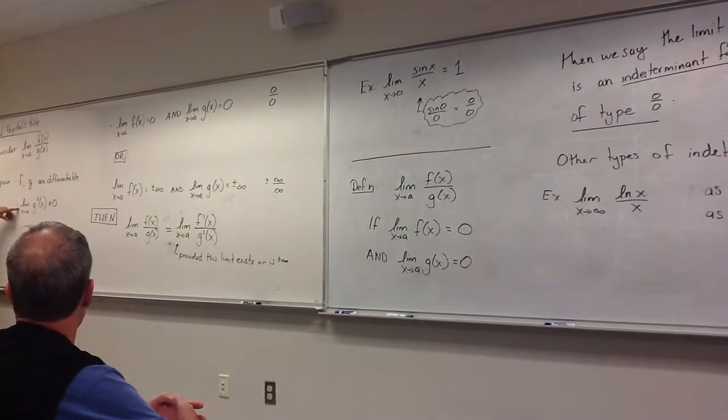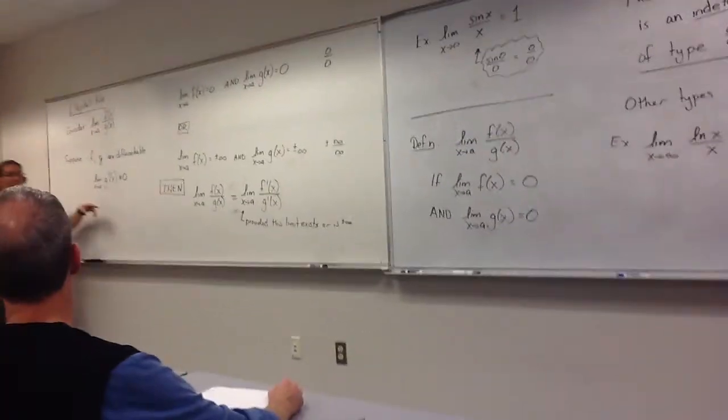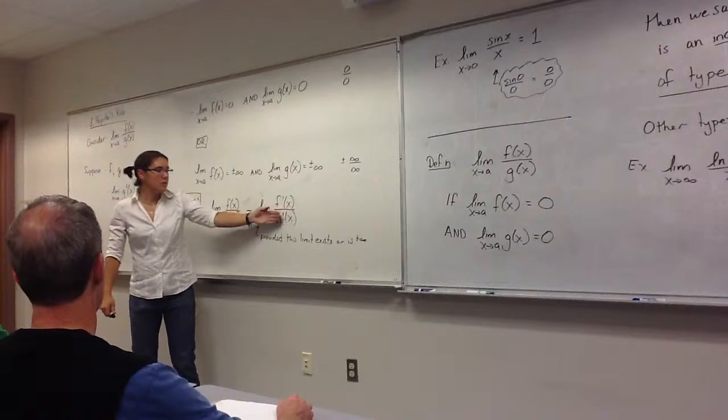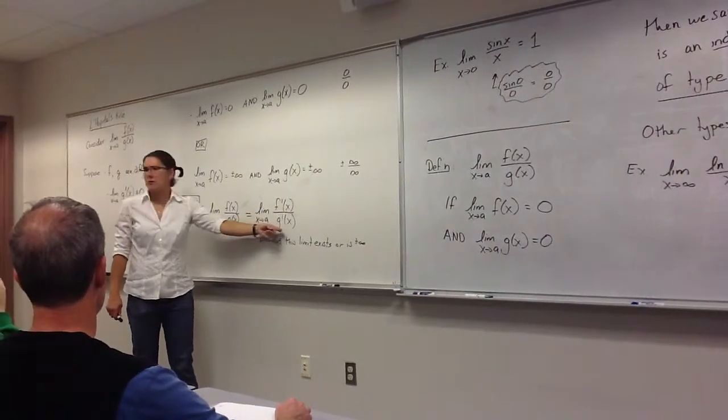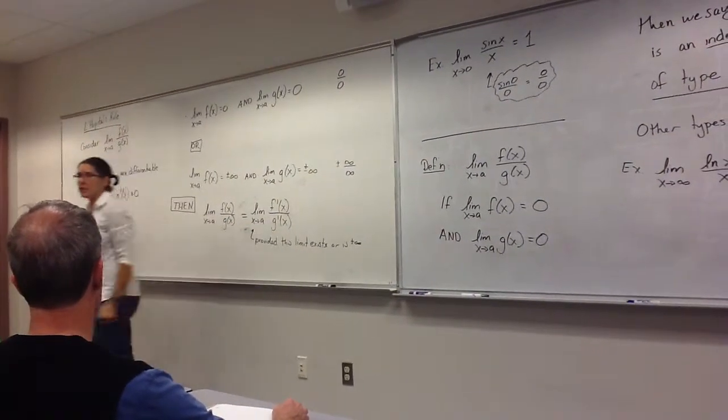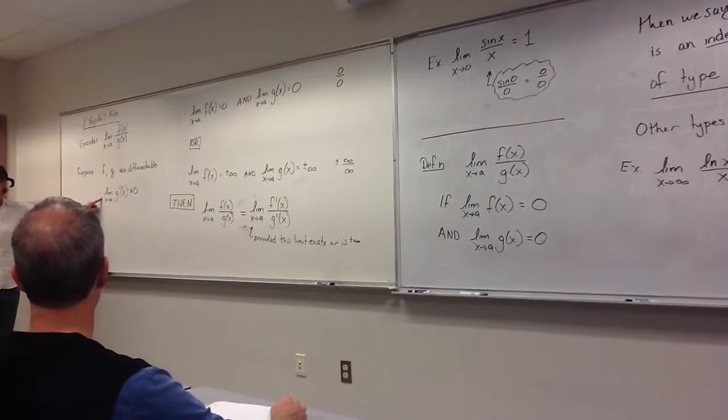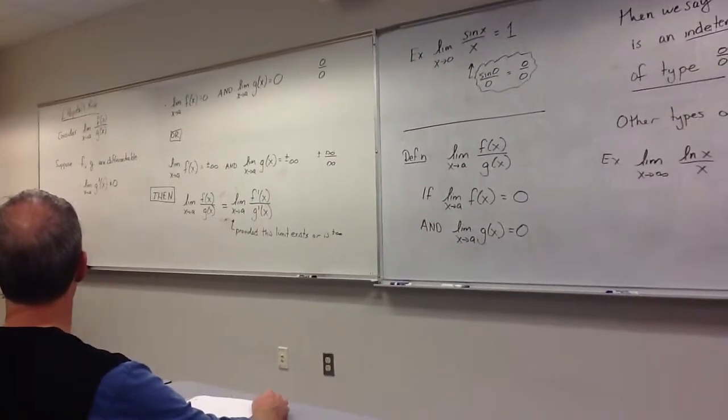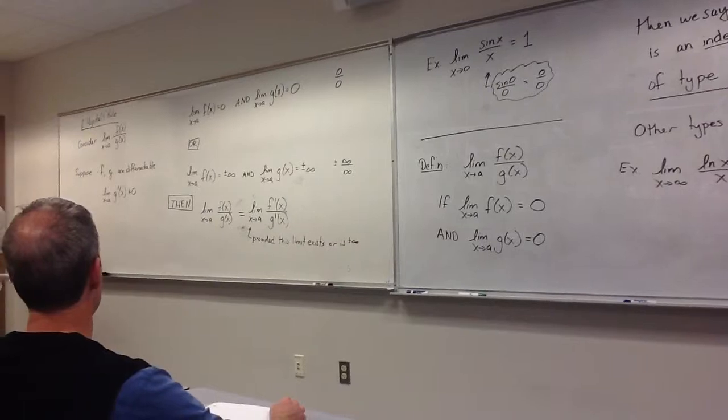Now this is why this extra piece is in here: we need to make sure that we don't end up with a 0 in the denominator. So that's what this extra supposition here in the front is for. Okay, so let's take a look at some of these examples.